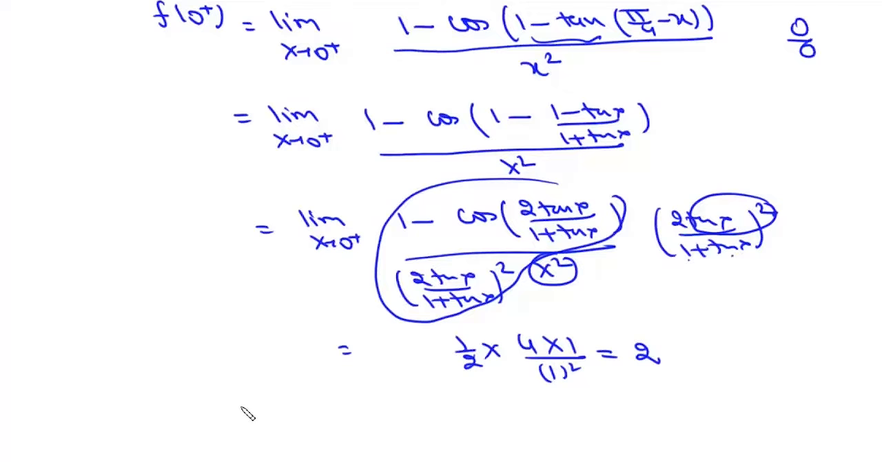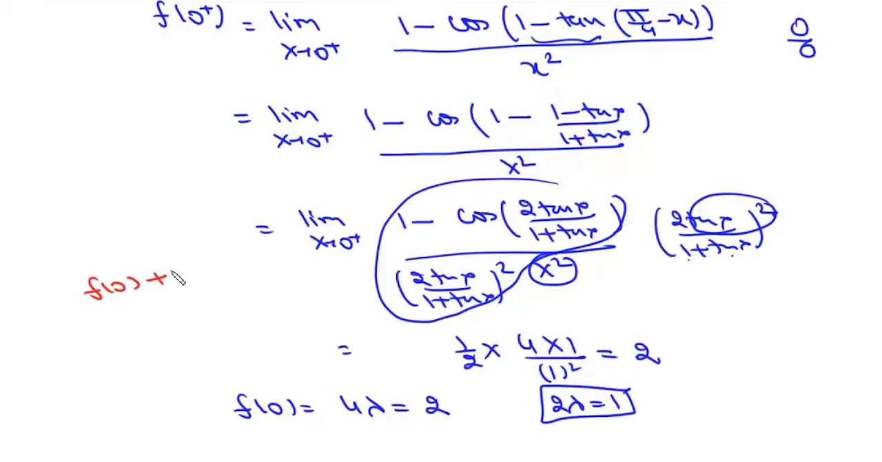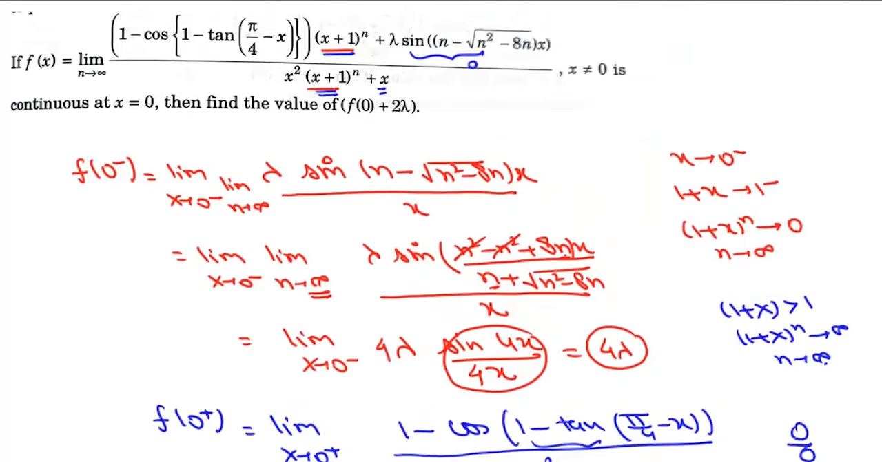So from here we can say f(0) is equal to 4 lambda, and it is equal to 2. So the value of 2 lambda is equal to 1. Now we need to find the value of f(0) plus 2 lambda. Now f(0) is 2 and 2 lambda is 1. So this value is 3. So the answer to this question is 3.